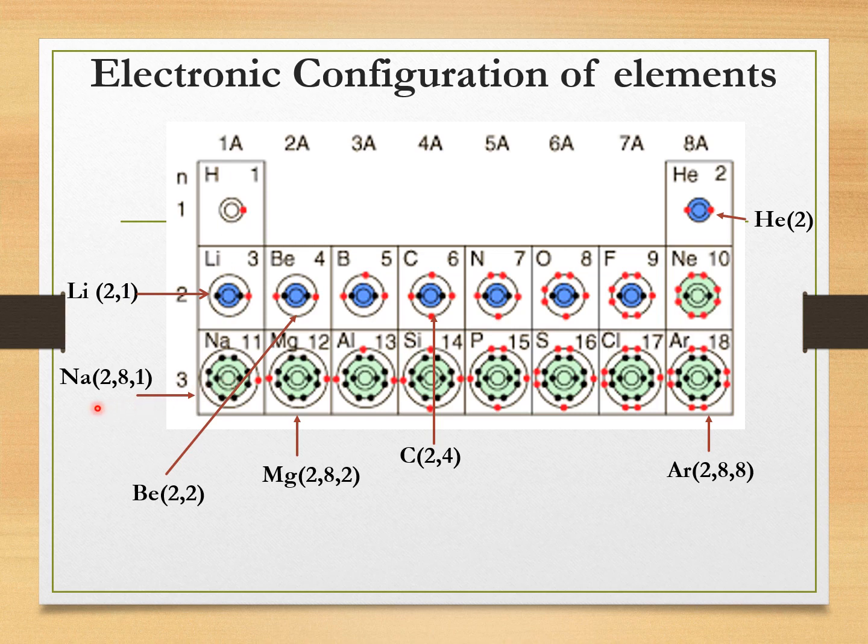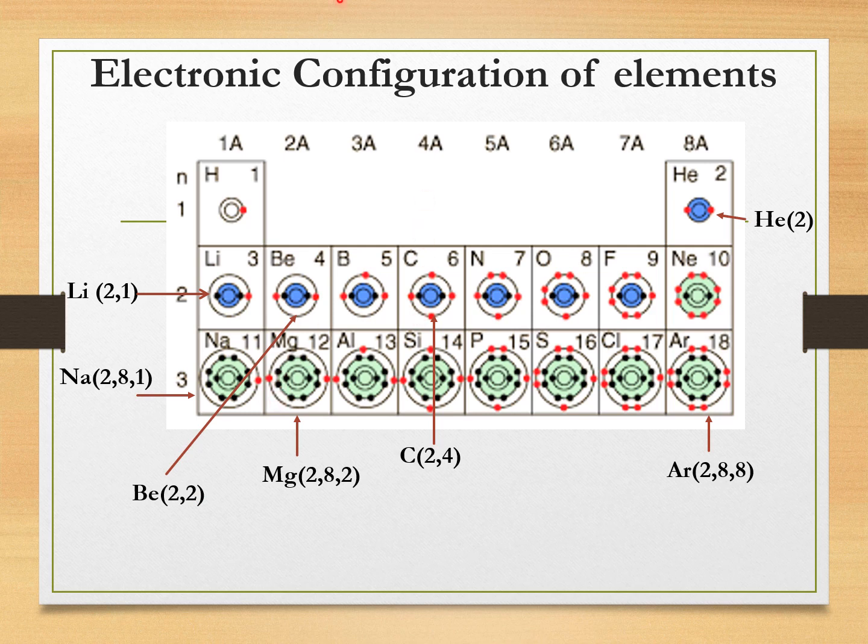Similarly, sodium. Sodium has 3 shells. So it is in the third period. And it has 1 electron in the outermost orbit. So it is in the first group. Look at beryllium. Beryllium has 2 shells. So it is in the second period and the outermost orbit has 2 electrons. So it is in the second group.